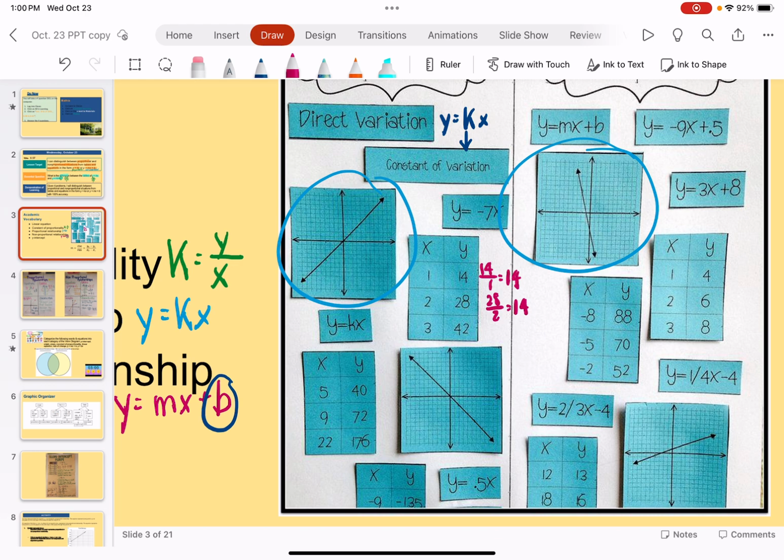Then for this other table, if we divide 40 divided by 5, we get 8. Then if we divide 72 divided by 9, we get 8. And lastly, if we divide 176 divided by 22, we get 8. So the constant of proportionality or constant of variation for this table would be 8.